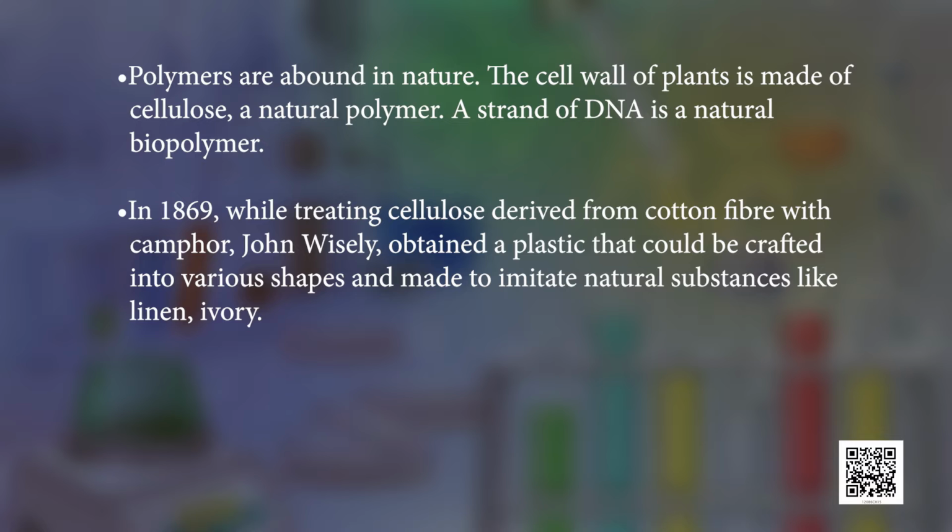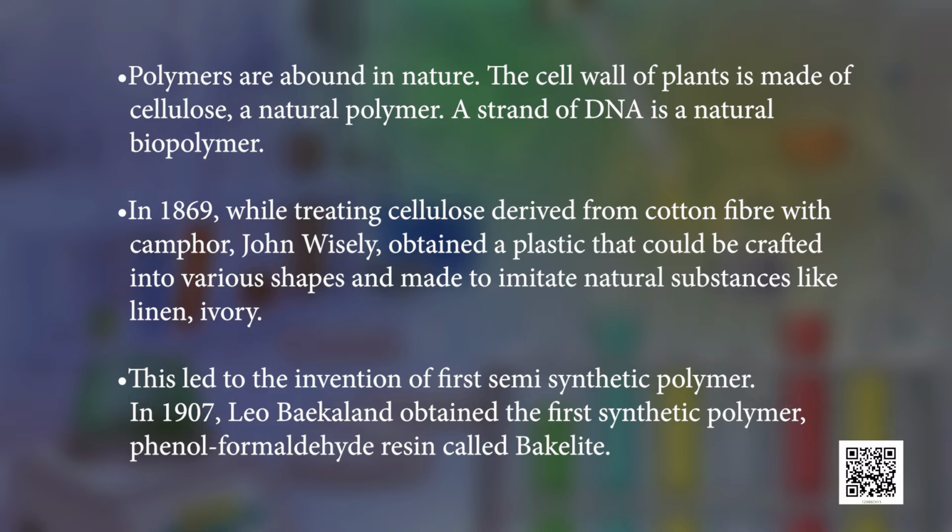In 1869, while treating cellulose derived from cotton fiber with camphor, John Wesley obtained a plastic that could be crafted into various shapes and made to imitate natural substances like linen and ivory. This led to the invention of the first semi-synthetic polymer, while in 1907 Leo Baekeland obtained the first synthetic polymer, phenol formaldehyde resin called bakelite. This invention marked the introduction of the polymer age.